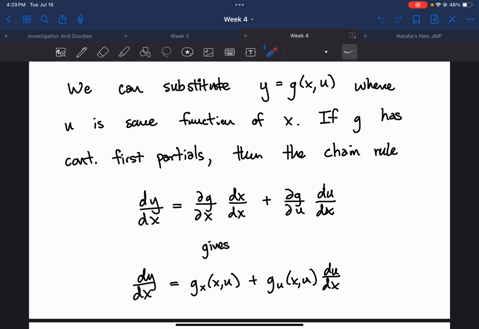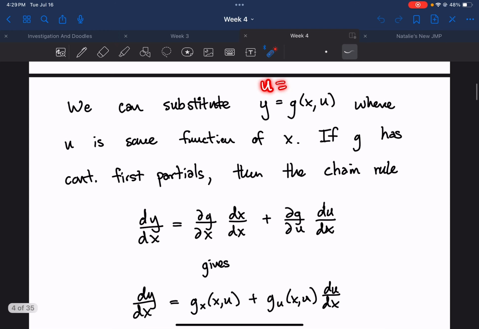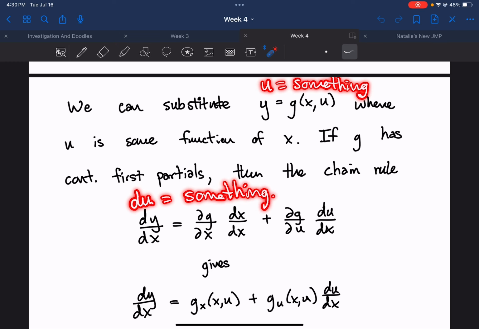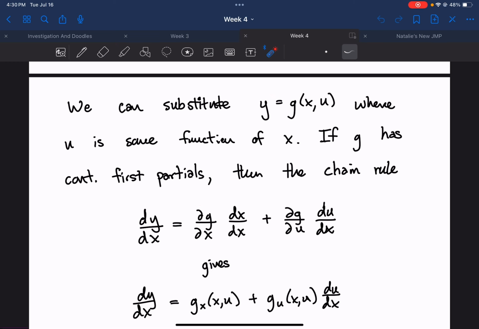So this is like, you pick your u equals something in integral calculus, and then the next step is you need to calculate what du equals. That's kind of the idea here. We're picking our u equals something, and then we're calculating du in order to do the substitution.